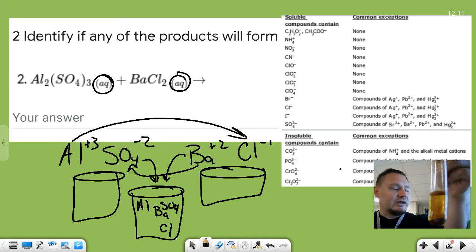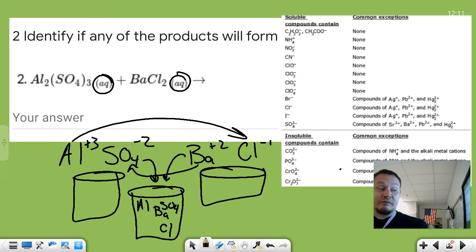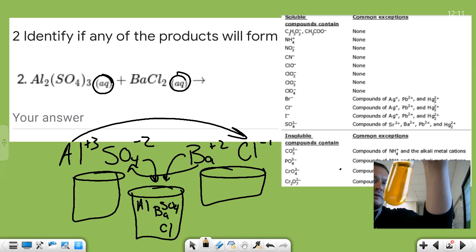Or if every combination of the ions is going to be soluble, then you're not going to get a reaction. So you'll have something that looks like this, where it's still see-through and there is no precipitate formed.